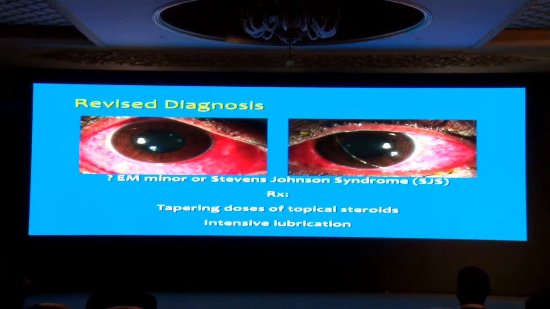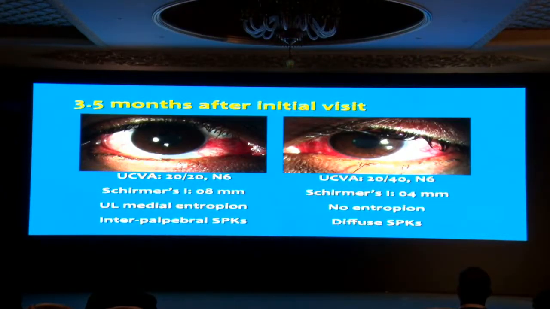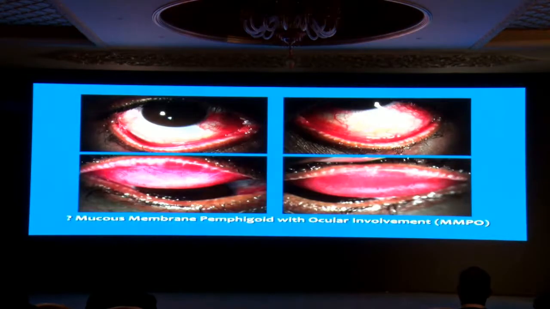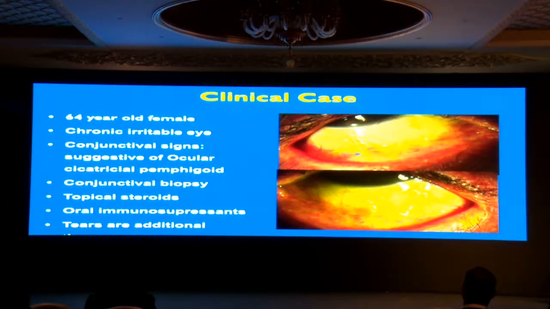Then this is the follow-up over a period of time. This is the 2 months follow-up, and 3.5 months. He improved; he was on systemic steroids. Then we started thinking, is it mucous membrane pemphigoid, and subsequently he underwent a conjunctival biopsy once the acute episode was over, and we settled on a diagnosis of OCP. He has been under my care for almost 3-4 years now. He has moved to the US.